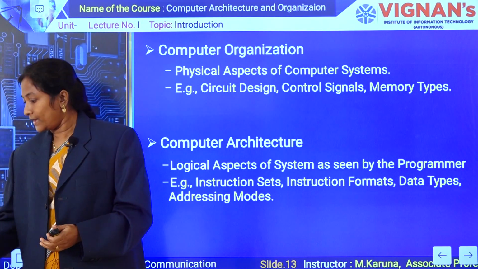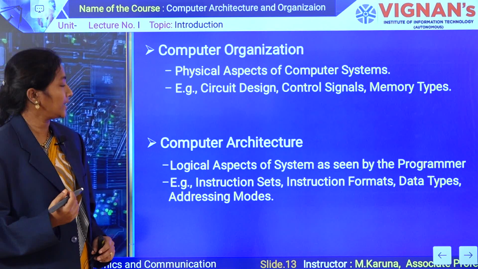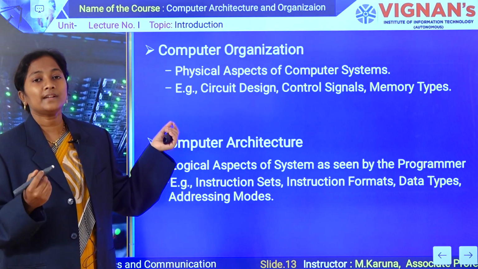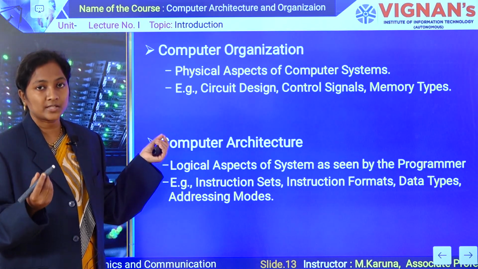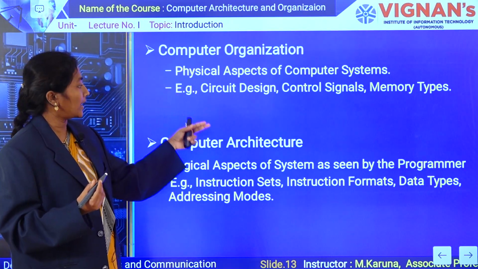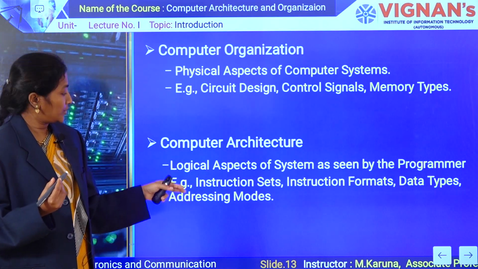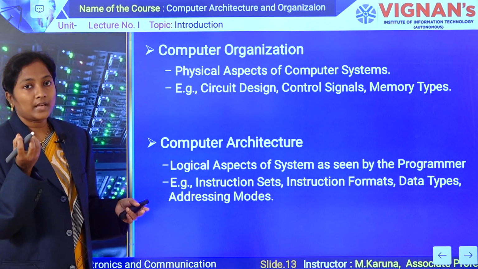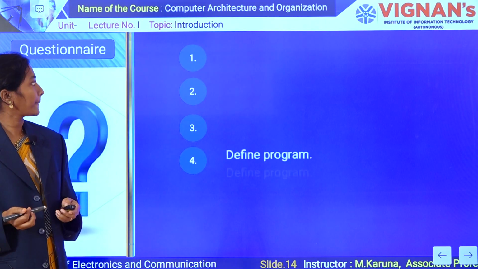For example, here let us take an analogy between these two, computer organization and architecture. A civil engineer, during construction of the building, will take care about the materials, how much percentage of the sand, how much percentage of the cement is to be mixed to construct a building. That comes under computer organization. And for computer architecture, the analogy is, during the construction of the building, the architect will give the building layout or floor plan.